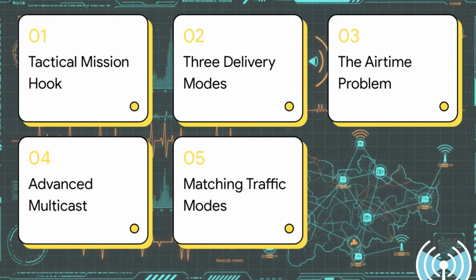Okay, let's just do a quick system boot sequence. Here is our 5-part mission briefing for today's tactical network deep dive. First, the tactical mission hook. Second, 3 modes of delivery. Third, the wireless airtime problem. Fourth, advanced multicast forwarding. And finally, matching traffic to modes.